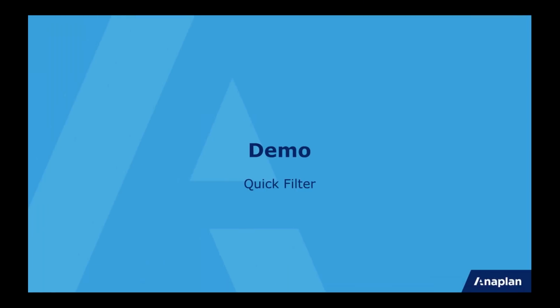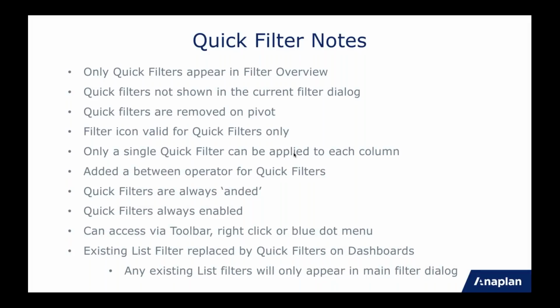Okay, so that's a quick demonstration of how the quick filter works. There are a few things to be aware of. Some of them I mentioned in the demo, but I'll just cover them again so you're aware of what's coming with this new feature. Only quick filters will appear in the filter overview. Quick filters are not shown in the current filter dialog, the standard filter dialog. All quick filters will be removed on pivot. The filter icon is only valid for quick filters, so it won't appear for standard filters.